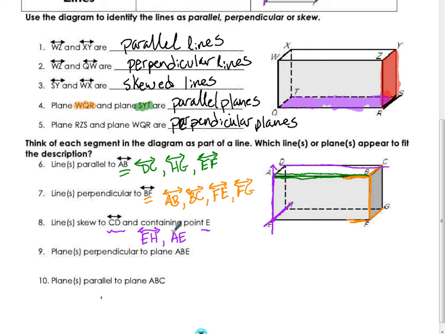Here we want to name planes that are perpendicular to ABE. I'm going to use my highlighter tool now. I'm going to go ahead and erase this work for just a second. You can always go back and rewatch it in the video.